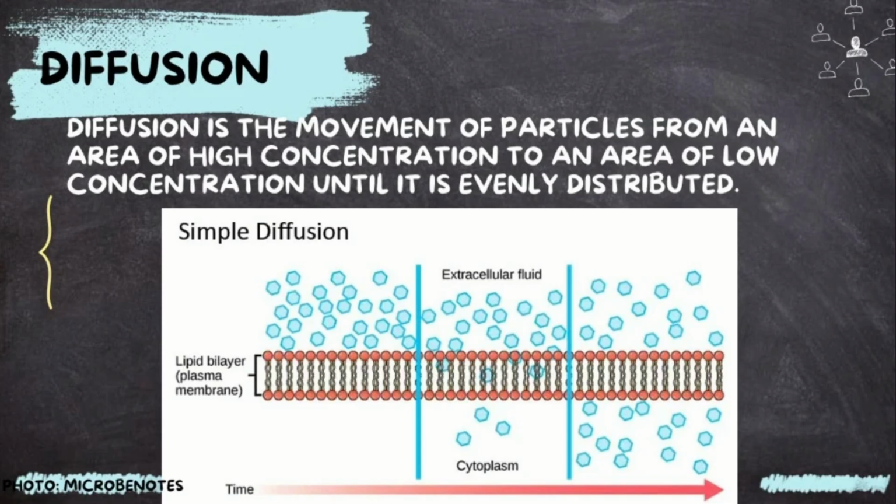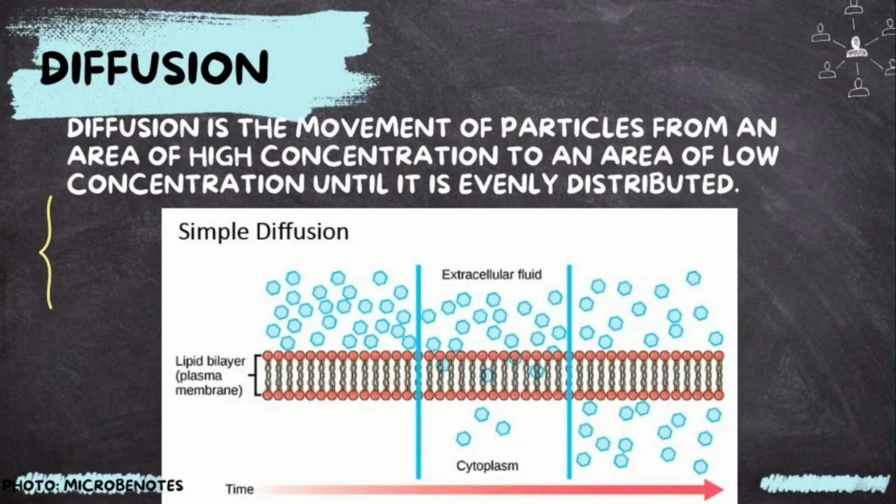Then we have different transport across the cell. So diffusion. Essentially, diffusion is the movement of particles from an area of high concentration to an area of low concentration until it is very much evenly distributed, right? So this is our phospholipid bilayer. This is our cell membrane that we're looking at right here with our hydrophilic heads, hydrophobic tails, and basically most substances can pass through via diffusion, right?